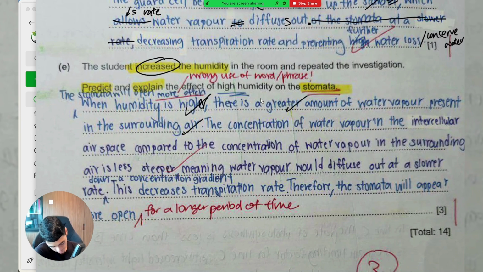Concentration of water vapor in intercellular airspace, okay, compared to is less deep. Less deeper is not a thing, just less deep. Okay, meaning it will diffuse out slower. That's correct. Decrease transpiration rate.